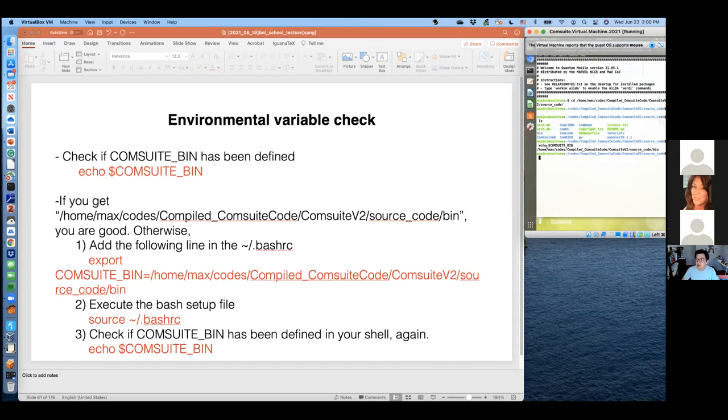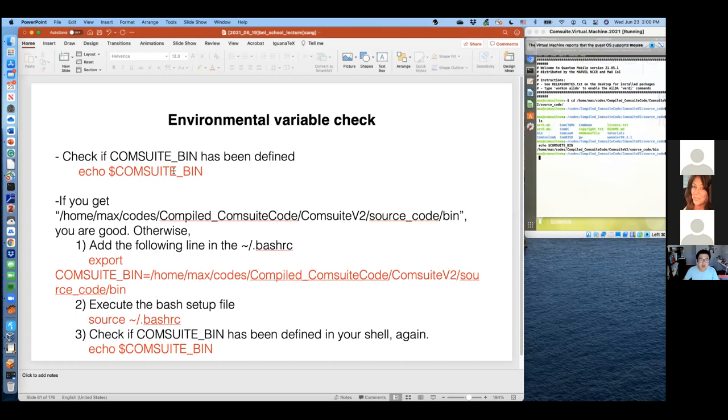So it says that these environmental variables are correctly set up. I'm sure that you also have the same answer by using this command. However, when you are compiling the code by yourself on some other machine, if this is not set up in the bashrc file, then there will be a really big problem. In that case, you should add the following lines in the bashrc file if you're using the bash shell, execute the bashrc setup file again, and set up this directory name correctly. Otherwise, the code will not work. This is an important part. Here I assume that you are also on the same page, that your COMSUITE bin directory is correctly set up. So I will continue.